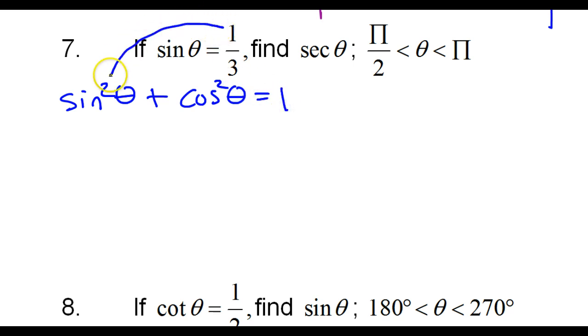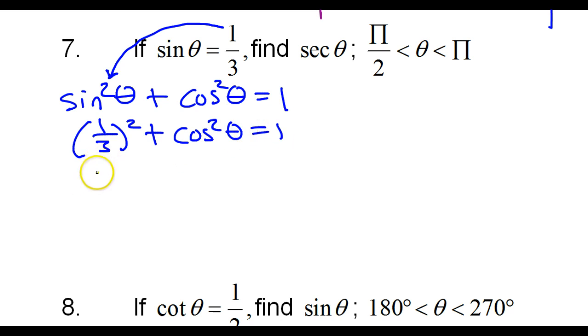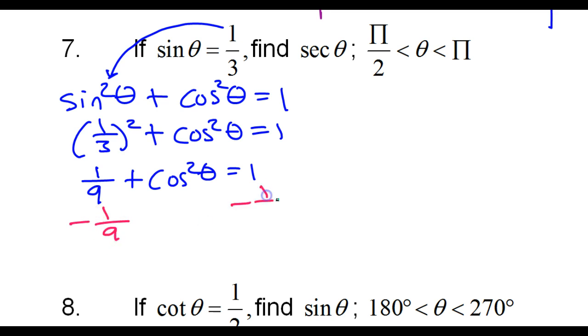So I can take this 1/3 and substitute it in. So that's going to give me 1/3 squared plus cosine squared theta is equal to 1. Well, that is going to be 1/9 plus cosine squared theta is equal to 1. Now I will subtract 1/9 from both sides. And I like to think of the number 1 as a chameleon type number. If I need a denominator of 9, then 1 can become 9/9.